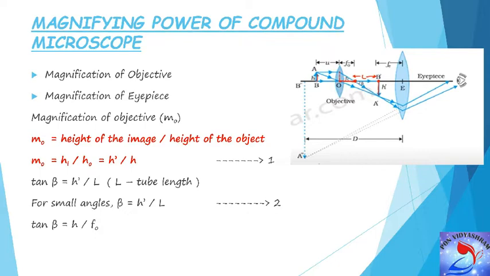So AB is almost the same as the height of the object, which is at the optic center of the lens. So I can write tan beta is equal to h by FO. FO is nothing but the focal length of the objective. Again, for small angles we can write beta is equal to h by FO. This is the third equation.